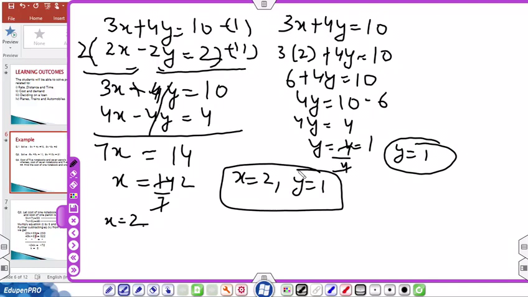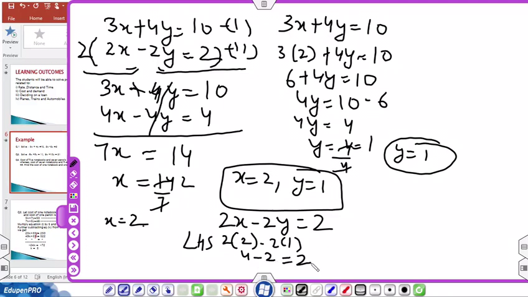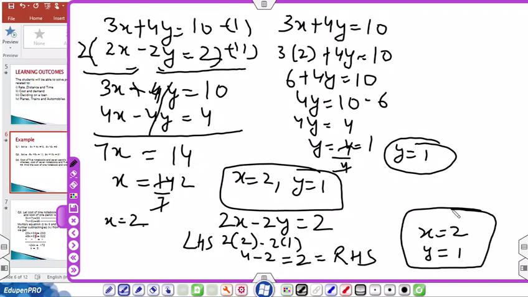Now I will check whether this is right or wrong. I am taking the second equation. If after substituting these values, the left hand side comes out equal to the right hand side, it means this solution is correct. I am taking the left hand side: 2 into 2, 2 into 1. 4 minus 2, 2. It comes out equal to the right hand side. It means x equal to 2 and y equal to 1 is the right solution of the given system of pair of linear equations. Let's solve another problem.